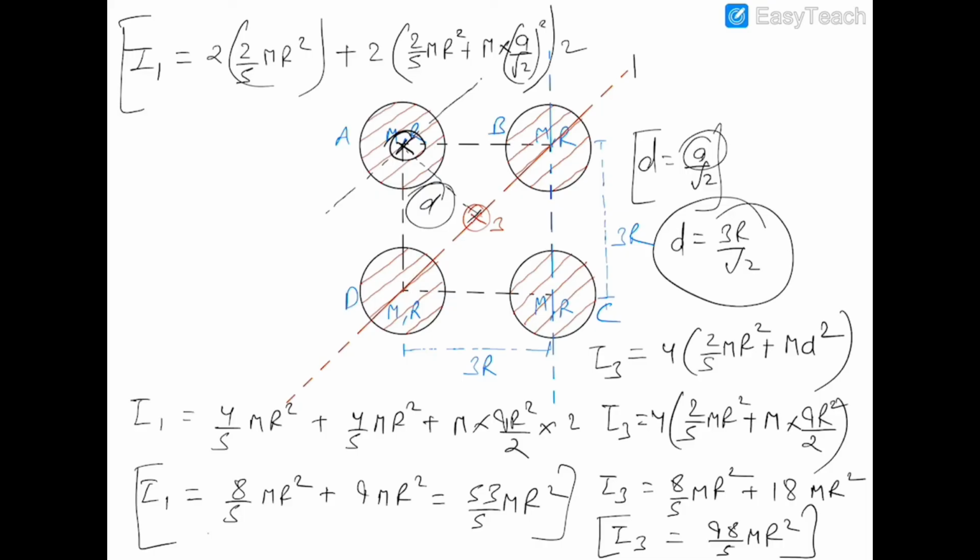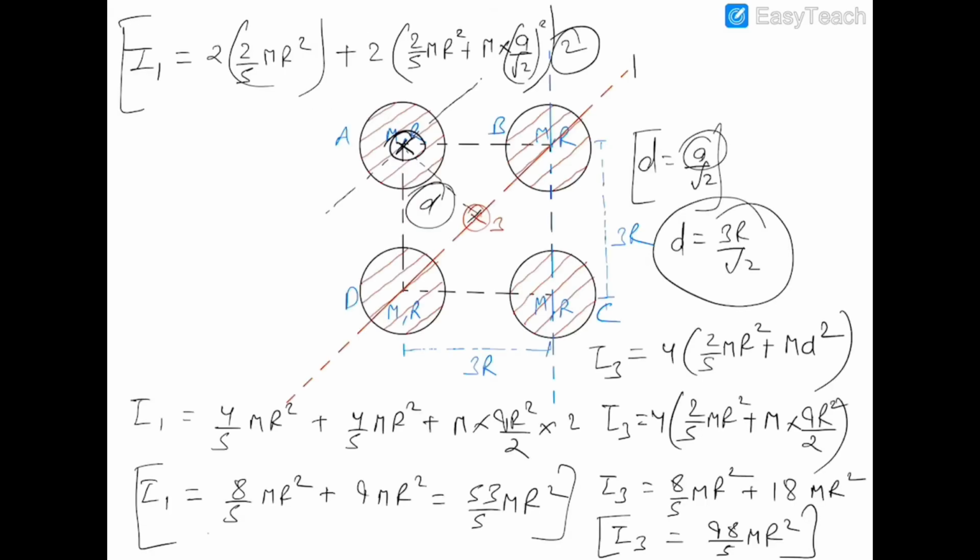Now let's find out the moment of inertia of the system about this axis 2, this axis. So the moment of inertia about this axis 2 would be twice of 2 by 5 mr square. So this is the moment of inertia for spheres B and C, because this axis is passing through spheres B and C, and this axis is also containing their centers. So the moment of inertia of these spheres about this axis would be 2 by 5 mr square.